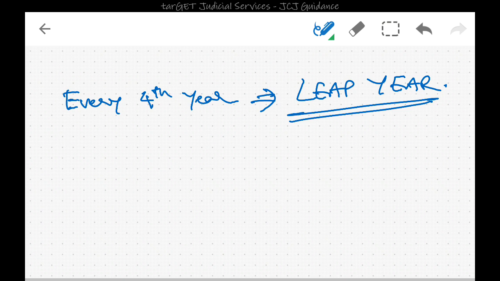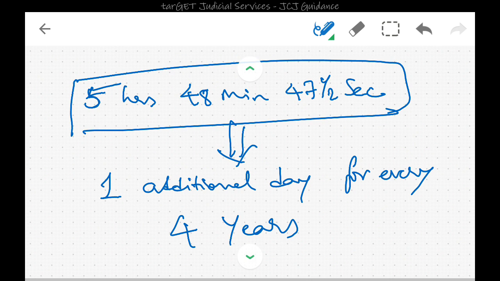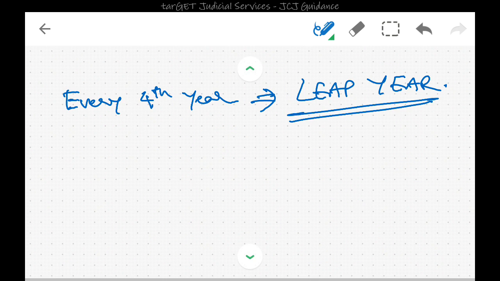So every 4th year is a leap year. Is it clear so far? If not, just go back and listen from the beginning. Every 4th year will be a leap year.